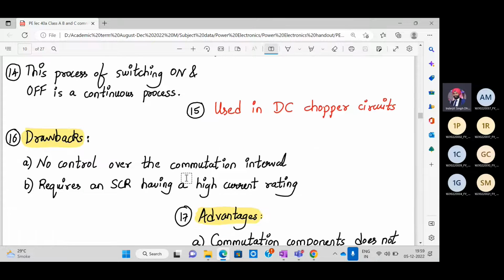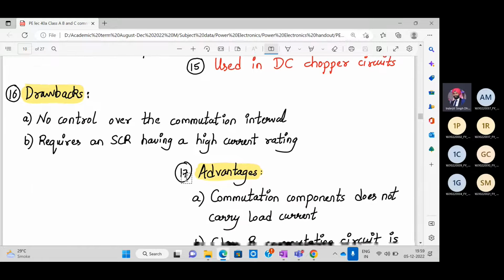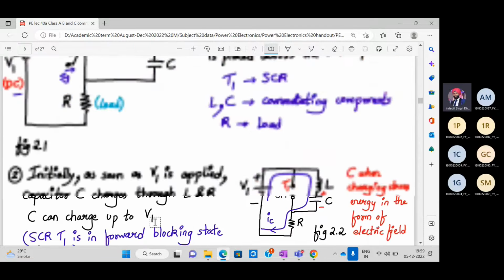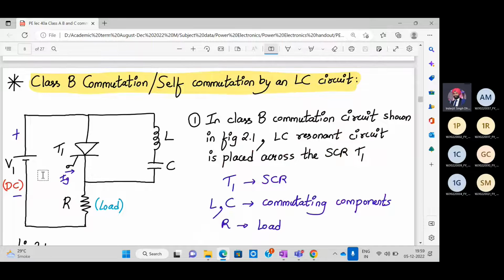The drawbacks of the circuit are no control over the commutation interval, and it requires an SCR having a high current rating. Why? Because continuously the current is flowing through the SCR, the load current as well as the charging current of the capacitor. The advantage is that the commutation component does not carry the load current. As you can see clearly over here, this is the load current, so the current is always flowing to the load. But at one point of time, the current flowing through L and C is not flowing through the load; it is actually opposing the load current.